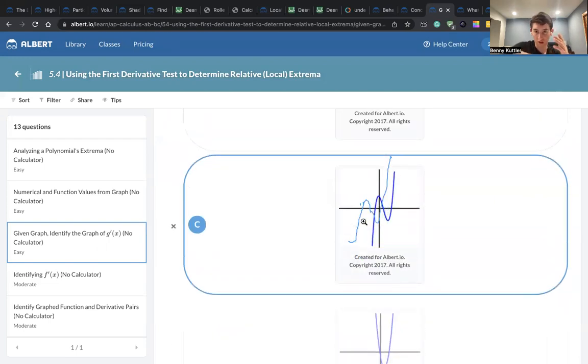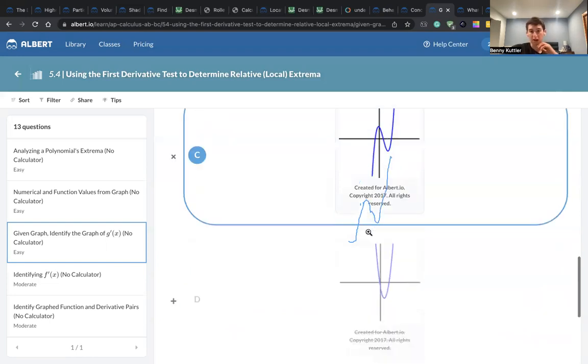And then the rest of it, you just have to sketch it out based on when the original function is increasing, then this graph that we draw should be positive. And if it's decreasing, it should be negative, meaning below the x-axis.